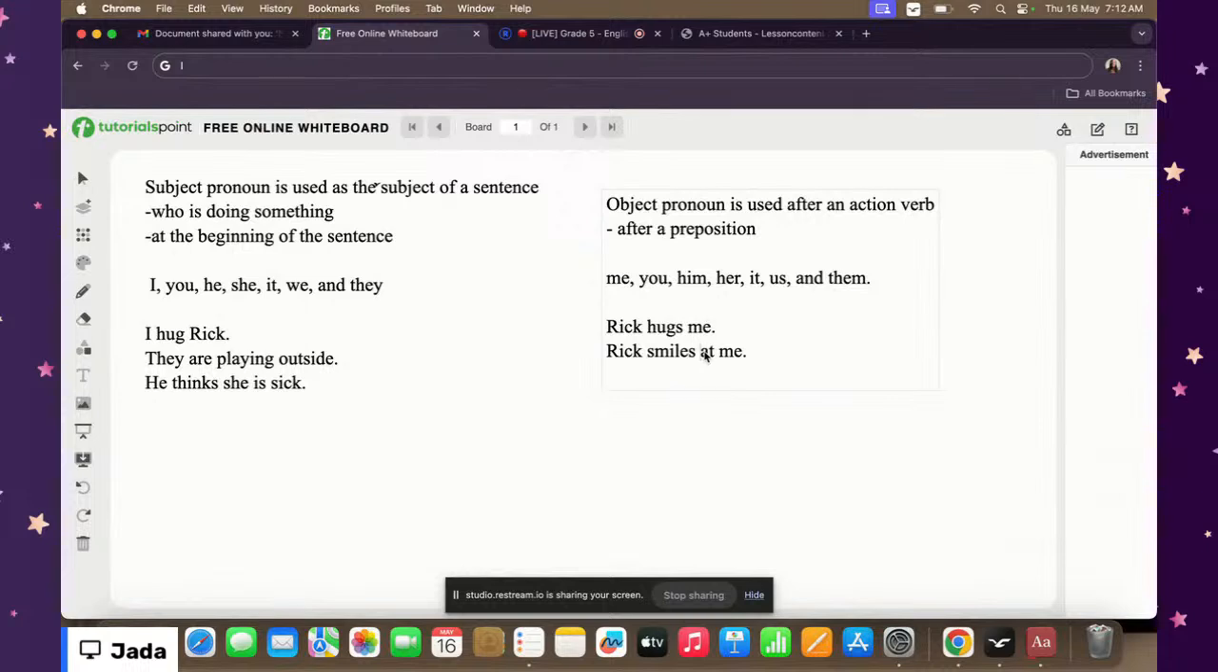So now this brings us back to the question that we were asked earlier on. Subject pronoun is always at the beginning, and object pronoun can never ever be at the beginning. It's usually in between the sentence. It could be at the end, or in between the sentence, but it's definitely after an action verb or after a preposition. So that's the difference between subject pronoun and object pronoun.